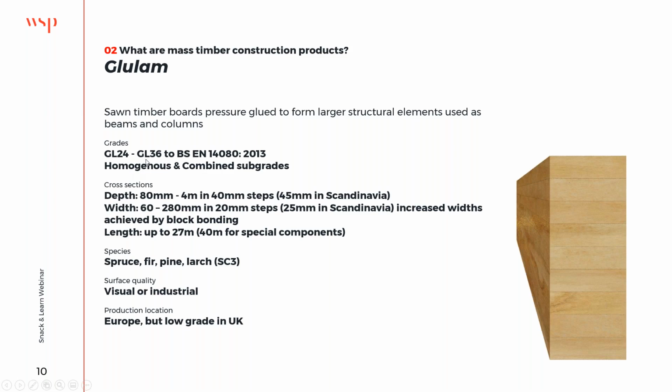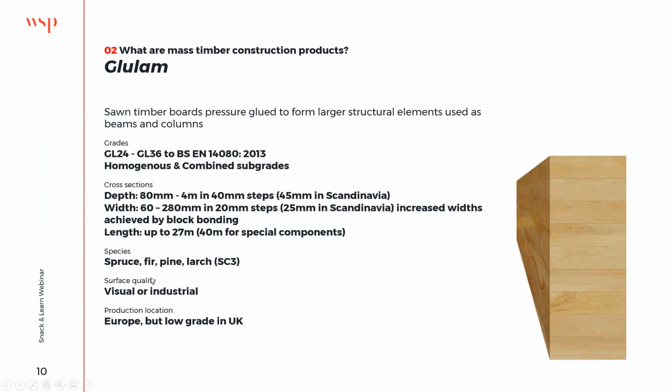Produced in either homogeneous or combined grade, homogeneous being that all of the element is formed from C24 timber, combined is the outer elements of C24, the inner core of the element is potentially a lower grade. Depths from 80 mil to 4 meters, widths from 60 to 280, and then block bonded together to make much wider elements, lengths up to 40 meters.